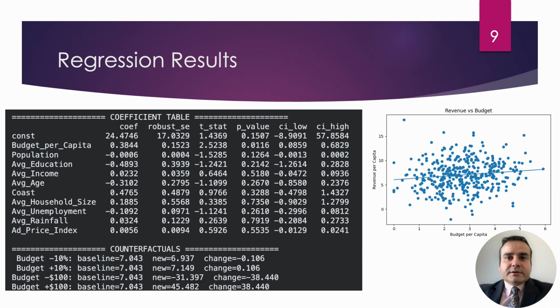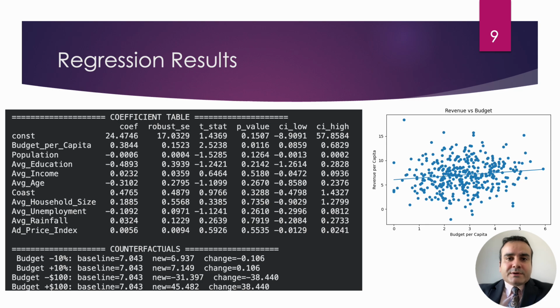Now I turn to the regression results. The estimated coefficient on budget per capita is 0.384. This means that, holding other variables constant, a 1 unit increase in budget per capita increases revenue per capita by 0.384 units. The p-value associated with this coefficient is 0.012, which is below the conventional 5% significance level. This indicates that the effect is statistically significant.